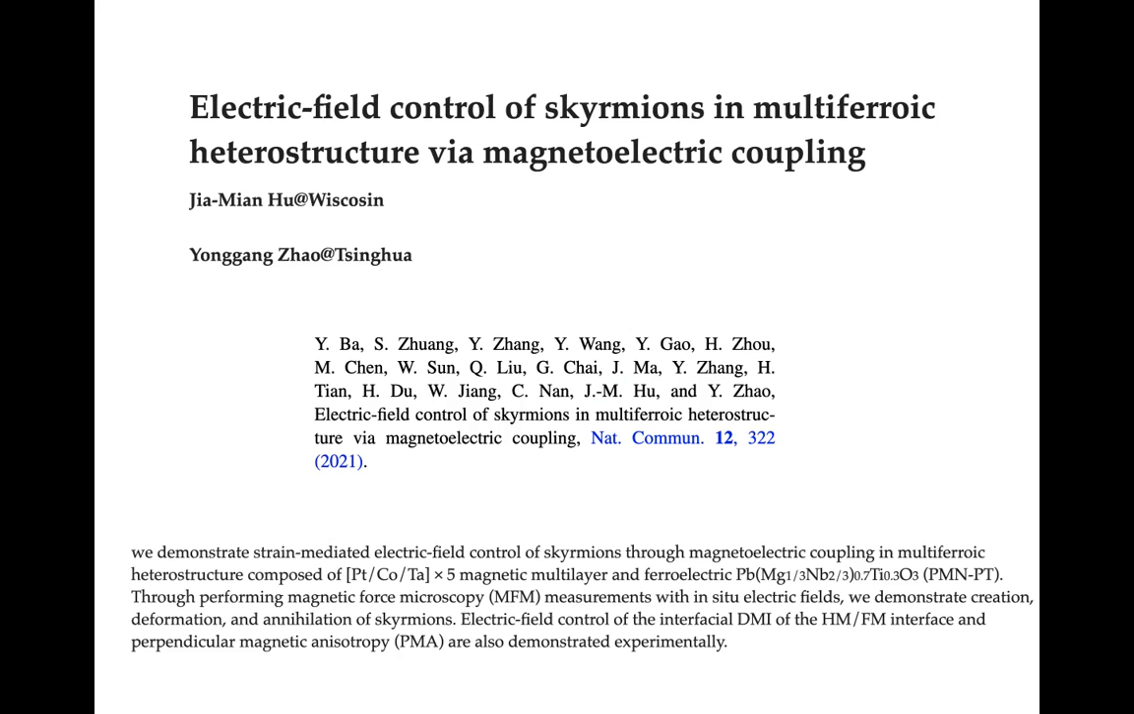So this is pretty much the idea about electric field control of skyrmions in multiferroic heterostructures. Thanks very much.